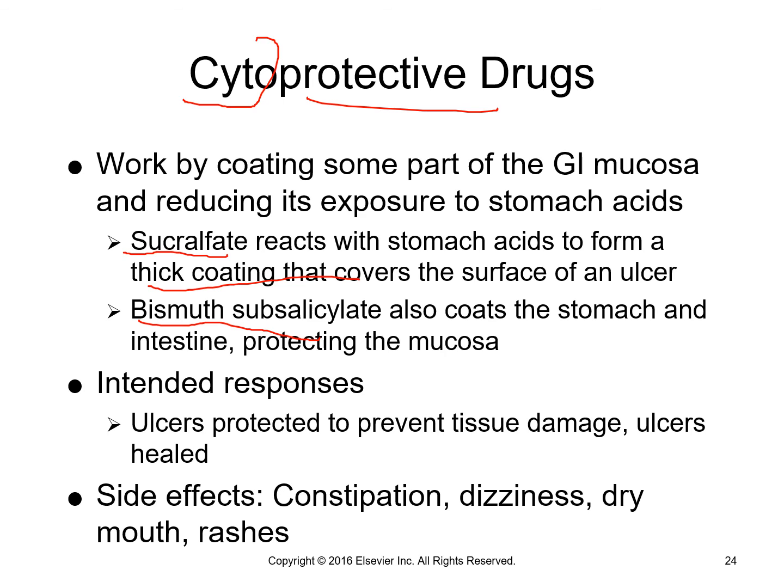So if this is your stomach and there's an ulcer here, cytoprotective drugs coat it and protect it from stomach acid. Bismuth also coats the stomach and intestines, protecting the mucosa from stomach acids. The intended response is to protect and prevent tissue damage, so the ulcer gets healed. Side effects are definitely constipation, possibly dizziness and dry mouth, as well as rashes.